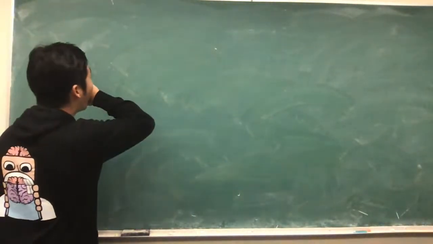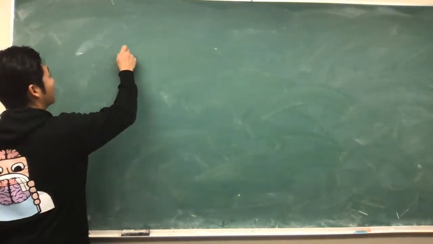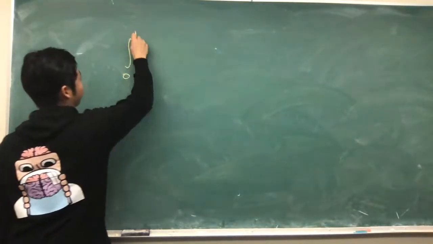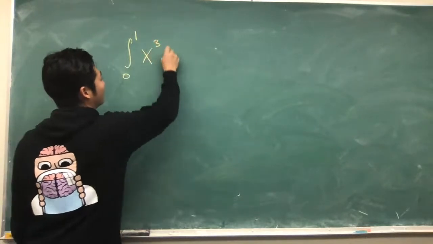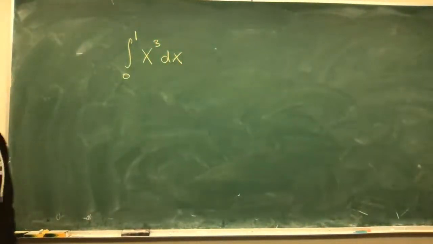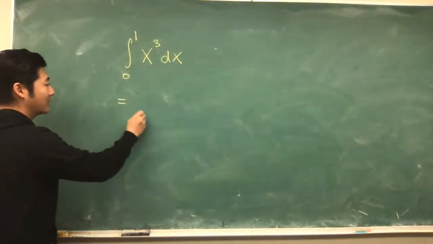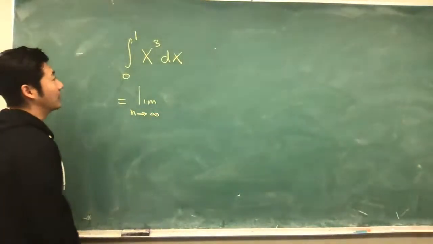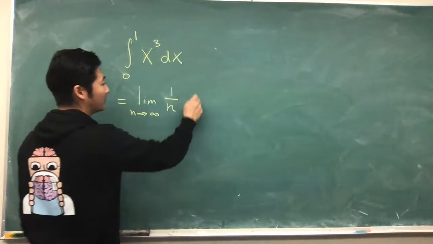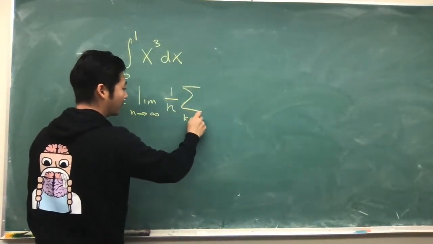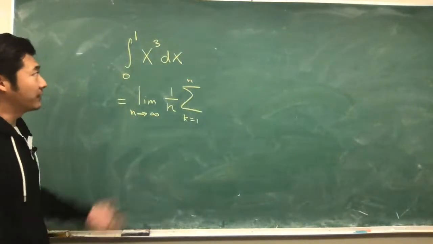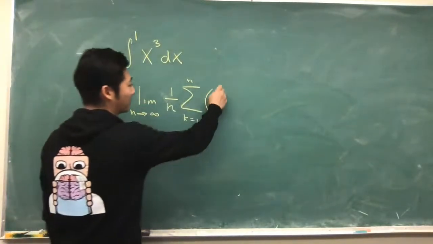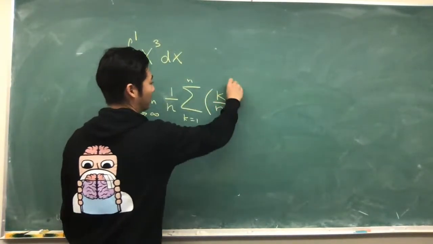For example, if we want to compute, using the limit, this thing, x cubed, then let's first set up our limit. This is the limit as n goes to infinity of (b minus a) is 1 over n, summation k from 1 to n, and then f of x, that's just the cube function. A is 0, and so it's going to be k over n, and then cubed.